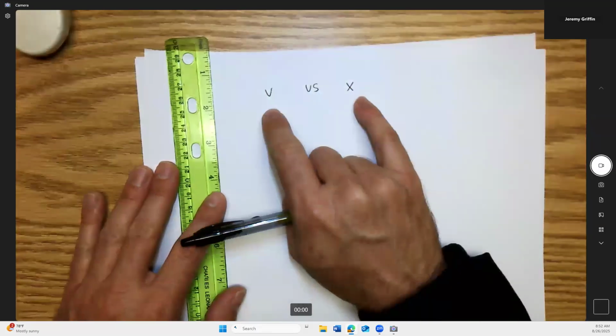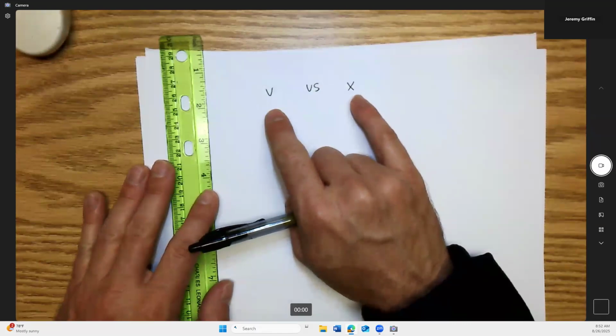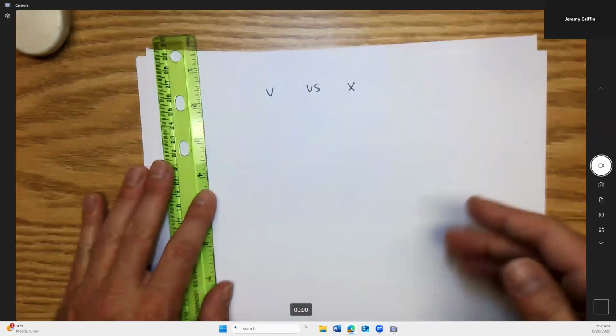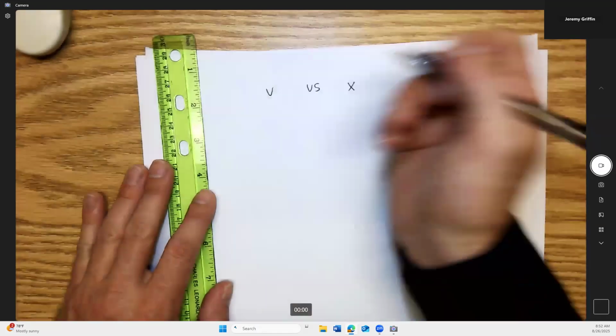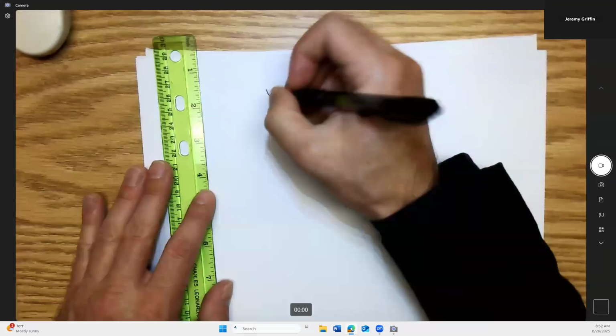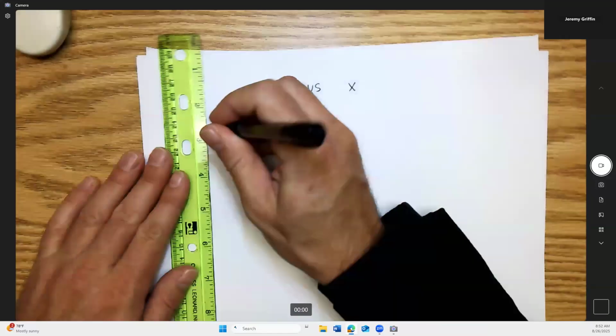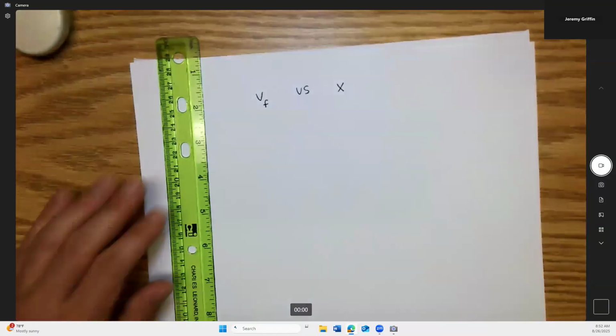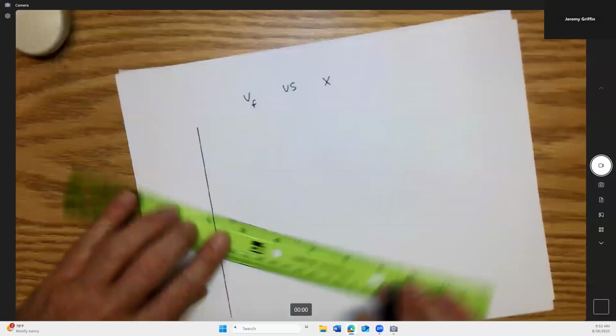So, how fast is a function of distance? Remember, how fast as a function of time was linear, but distance and time are not linear. There's some kind of parabola. I'm already suspecting this is going to be a parabola shape, or maybe I'll throw a subscript f, like final velocity, as a function of distance rolled. So let's get some axes set up here.